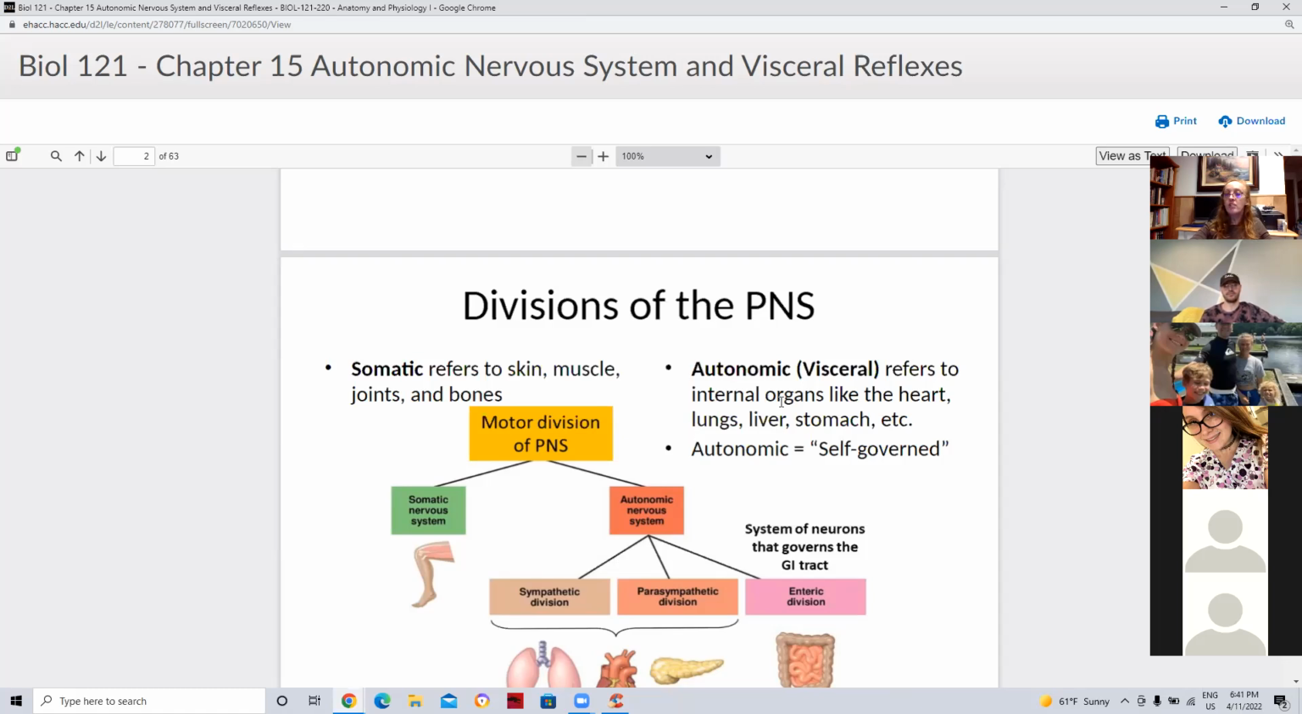I think a lot of it, you train yourself to a certain level. Autonomic visceral, meaning involuntary. Can you train it to a certain level?